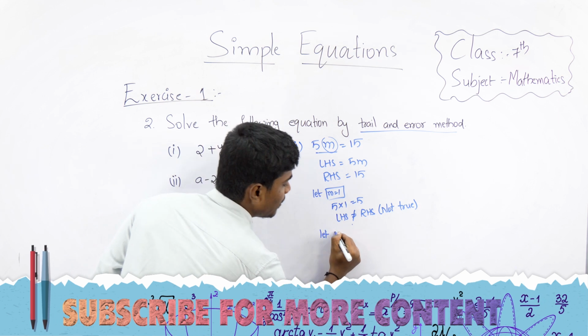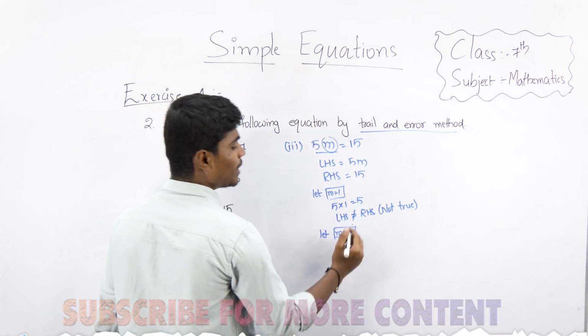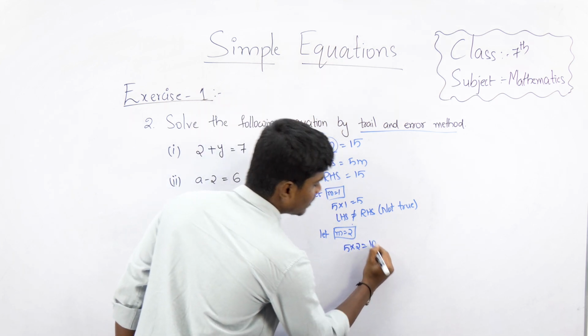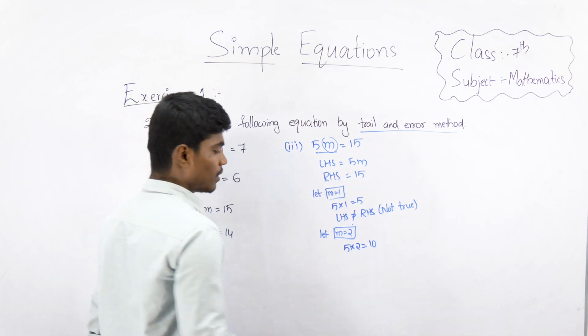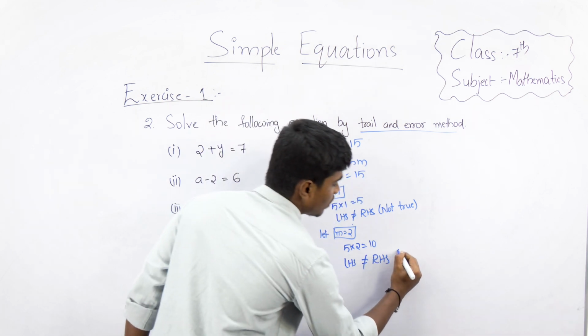Now let m equal to 2. 5 into m, where m is equal to 2. So 5 into 2 is 10. Here LHS is 10, RHS is 15. So LHS is not equal to RHS. So this is also not true.